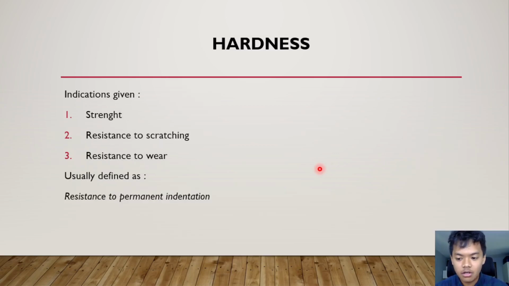Okay, next we have hardness. So what is hardness? What can we get from a hardness test? The indications given from a hardness test are a material's strength, resistance to scratching, and resistance to wear. Hardness is defined as resistance to permanent indentation.